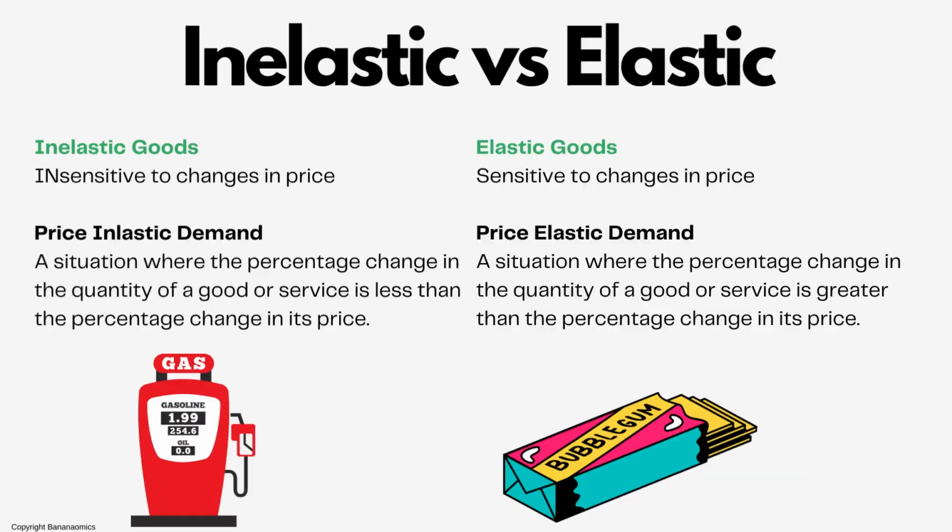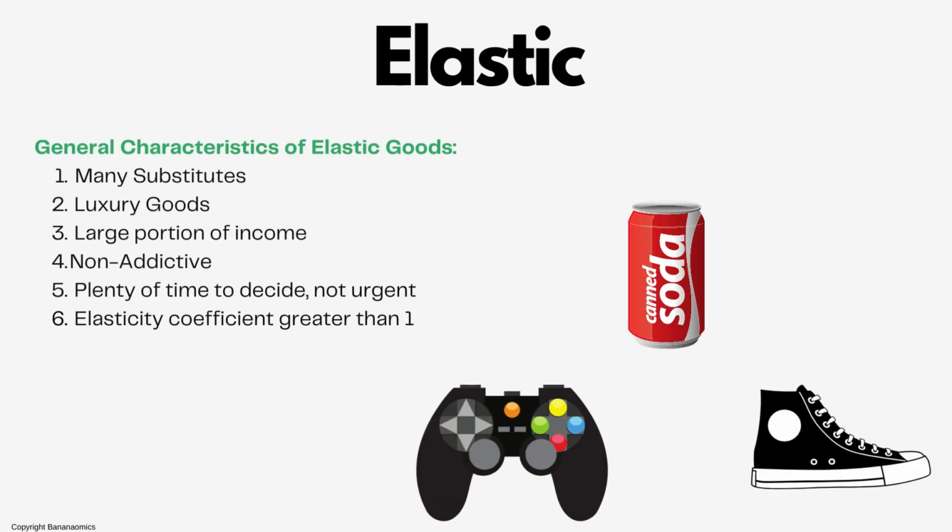Price-elastic goods are goods that are sensitive or responsive to changes in price, meaning that the quantity demanded changes greater proportionally to the change in price. An example of an elastic good is a pack of bubble gum or a car. Some characteristics of elastic goods are that they tend to have many available substitutes, are considered to be luxury goods and cost a large portion of income, are non-addictive and not time-sensitive, and have an elasticity coefficient greater than 1.